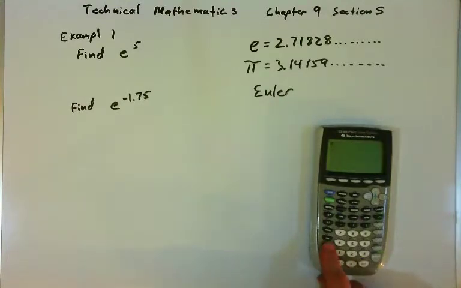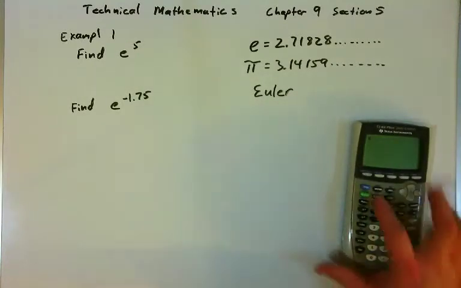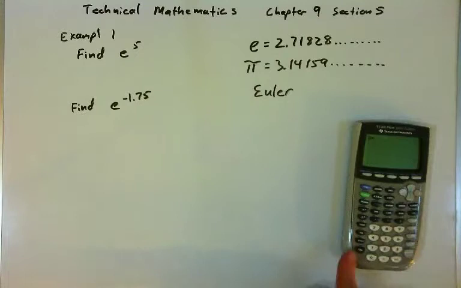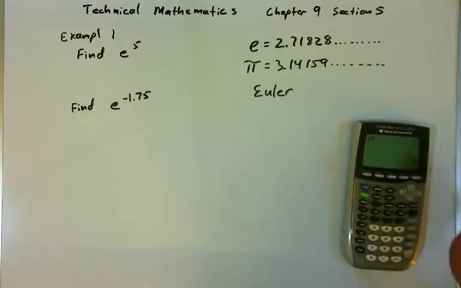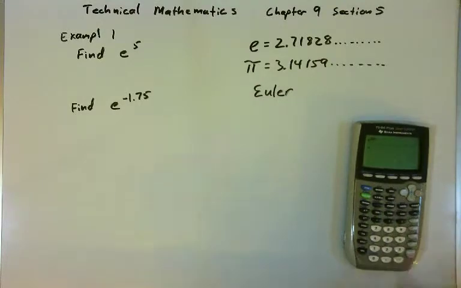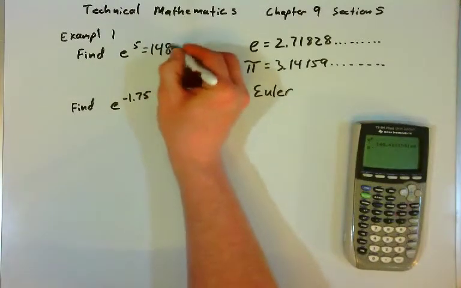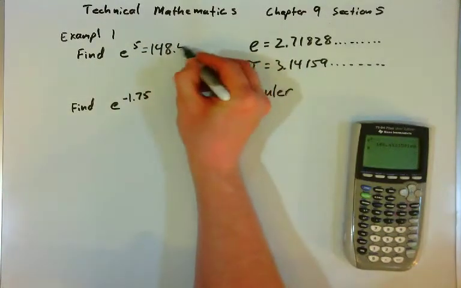And so on my calculator, I have an ln button, which stands for natural logarithm, which we'll cover in just a few moments. If I press my second button and then press my ln button, I get an e to the x. And so to find e to the 5th, I'll press second ln button, which gives me e to some power, and I'll type in 5. So I'm taking e to the 5th power. I press equals, and I get 148.413.